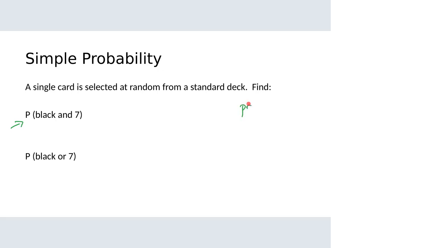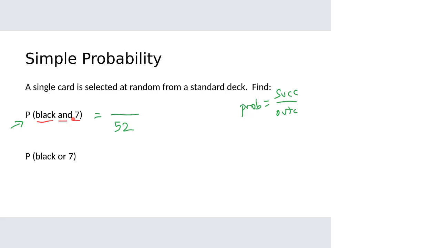Remember always, though, that probability is successes over outcomes. So what we're looking for is successes over outcomes. And in my standard deck, I have 52 cards. I'm going to pick one of them. So there are 52 outcomes. Now we just need to figure out how many successes there are. How many cards there are in the deck that are black and a 7.